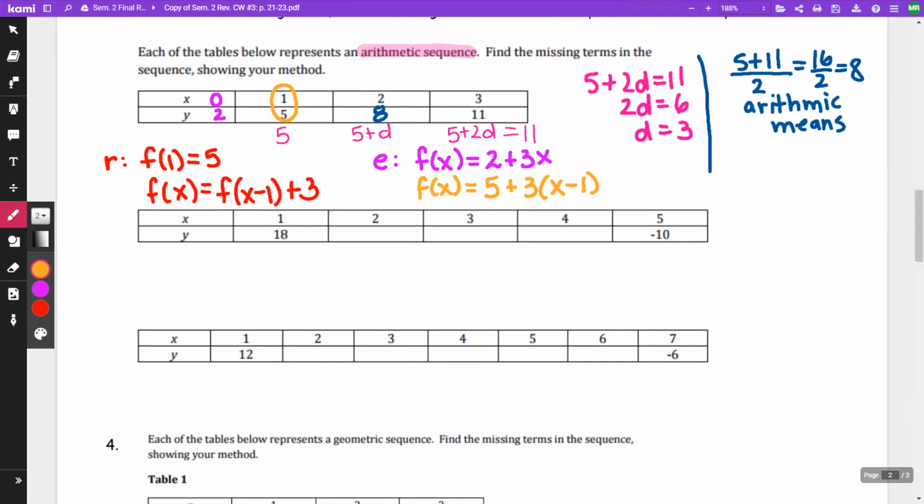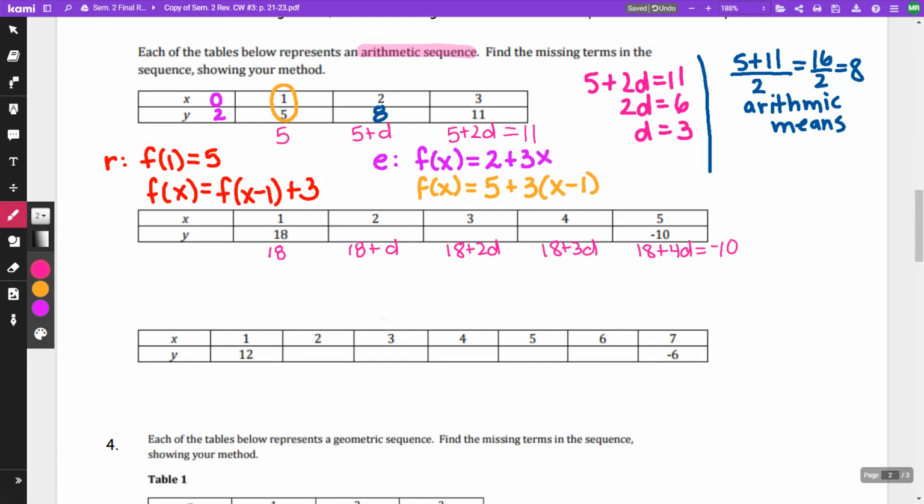On the next one, again, this is arithmetic. So if I'm doing this, I'm going to do it 2 ways. I can take 18. This one's going to be 18 plus d. This is going to be 18 plus 2d, 18 plus 3d. And this is going to be 18 plus 4d, which is going to equal, I'm sorry, equal negative 10.